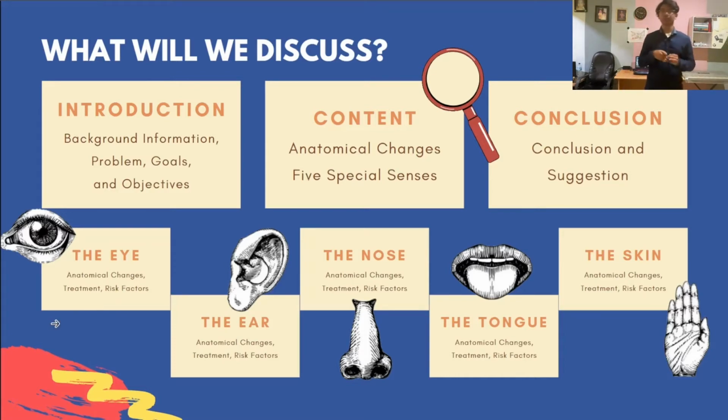Then the second part is where the content is. As the title of our project stated, we will discuss the changes, signs, treatment, risk factors, and even the prevention of COVID-19 complications on each of our special senses, starting from our eye, ear, nose, tongue, and up to our skin. Finally, the third and final part in our student project is our summary and suggestion regarding this project.